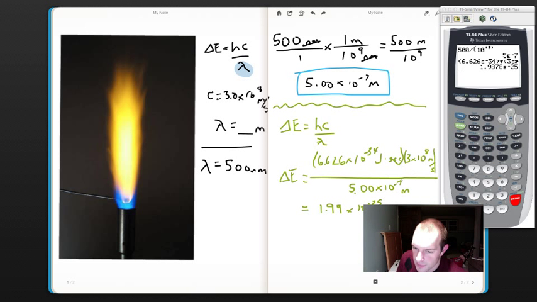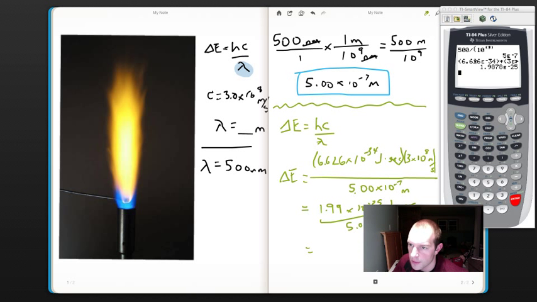1.99 times 10 to the negative 25th, and our unit is going to be joules times meters. Okay, and now we're going to take the whole thing and divide that whole thing by the 5.00 times 10 to the negative 7th meters. So now your meters will cancel out.